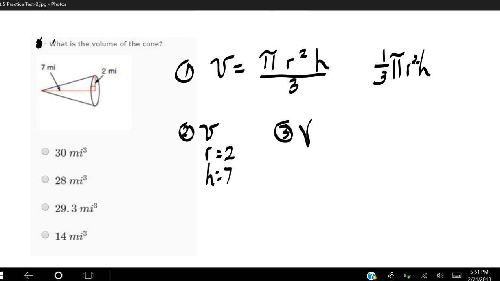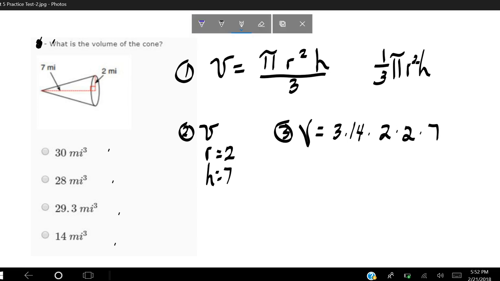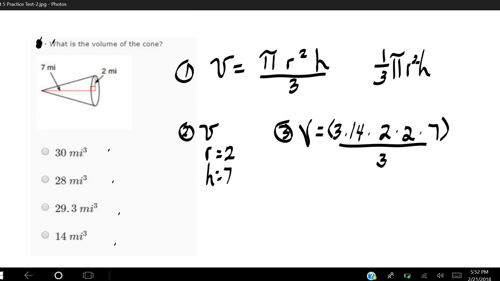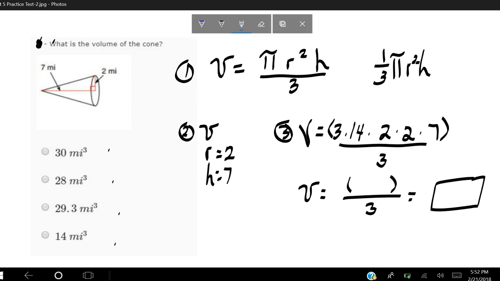So we've got our volume equals. Now, again, none of these answer choices have pi in it. So I'm just going to write 3.14 times my radius squared, which is just 2 times 2, times my height. And then all of this gets divided by 3. So what you need to do is first multiply that entire numerator, then divide that by 3, and you'll get your solution.